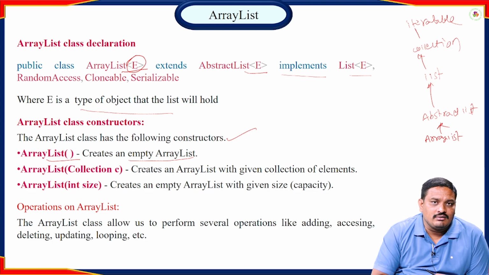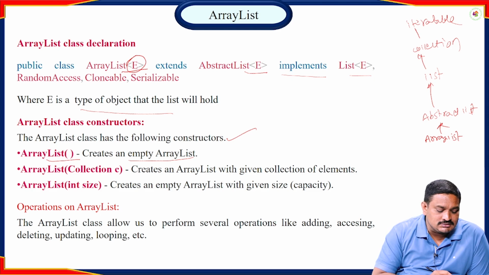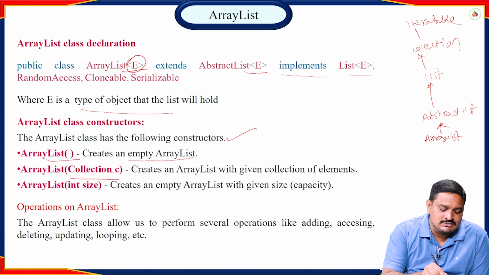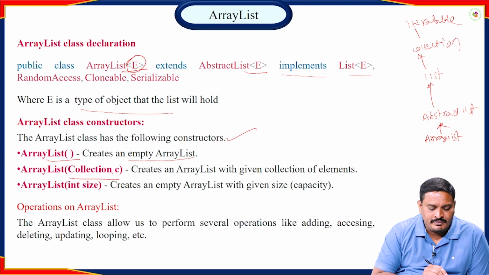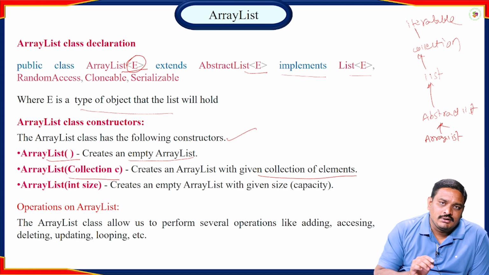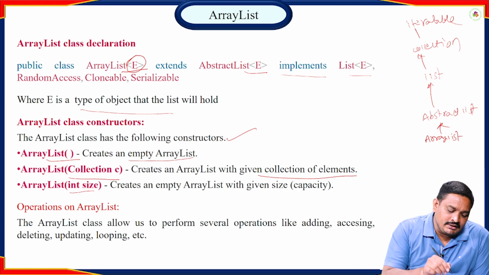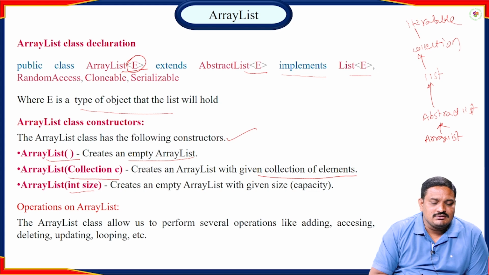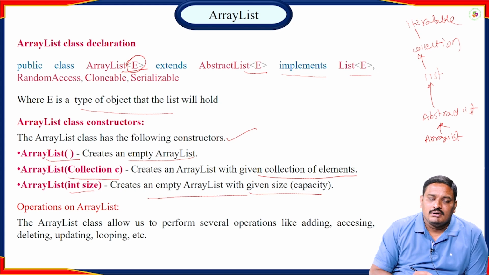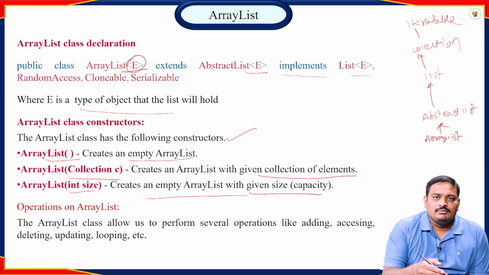The second one, the collection constructor, is ArrayList with Collection c. The Collection c is a parameter. Here it creates an ArrayList with the given collection of elements. The next one is ArrayList with int size. Int size means it creates an empty list with the given size. These are the different constructors under the ArrayList.